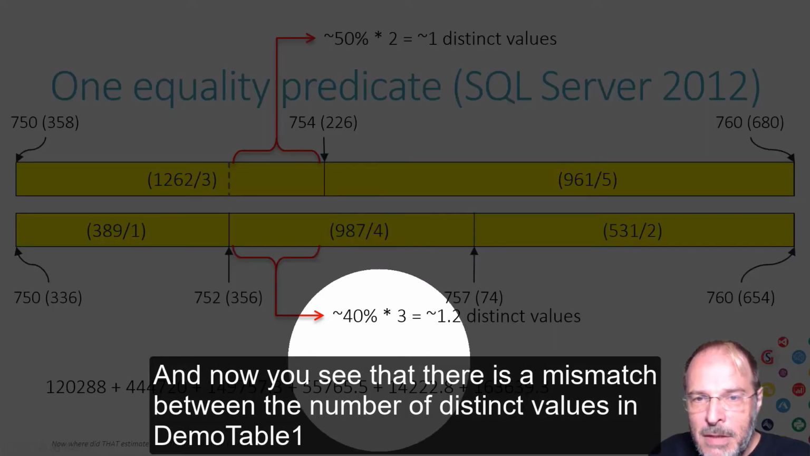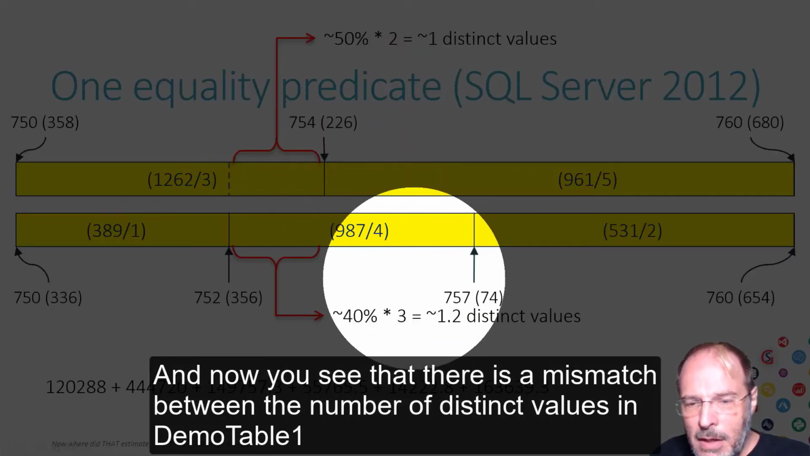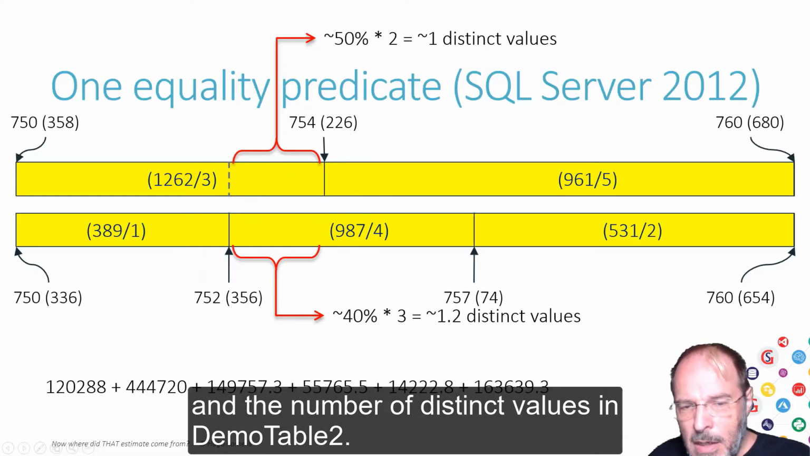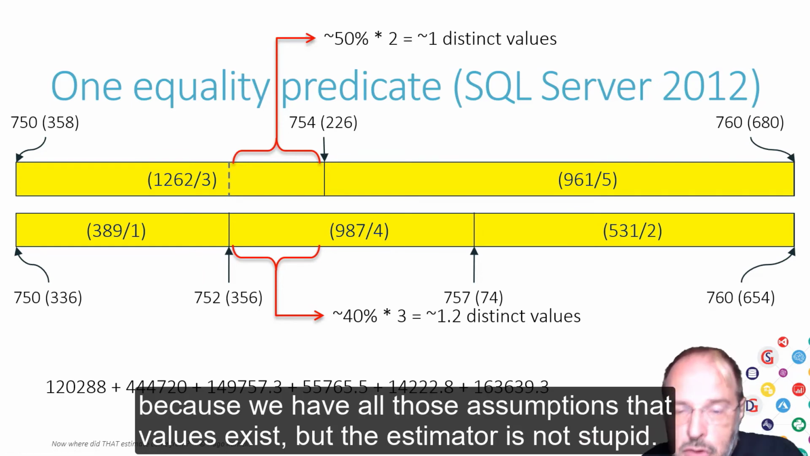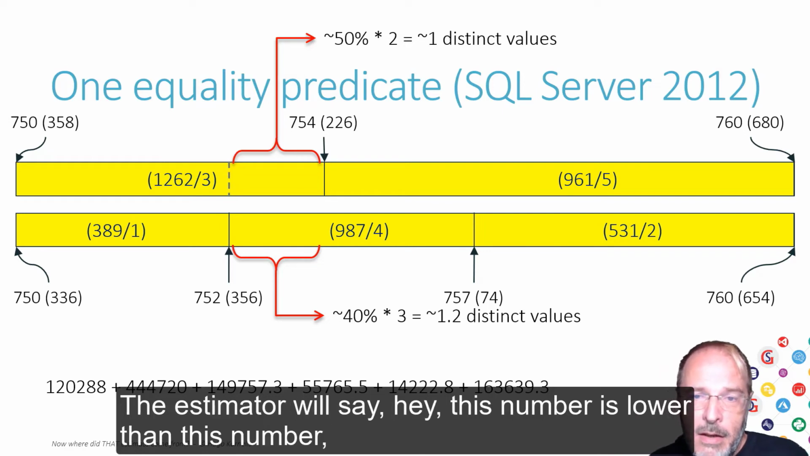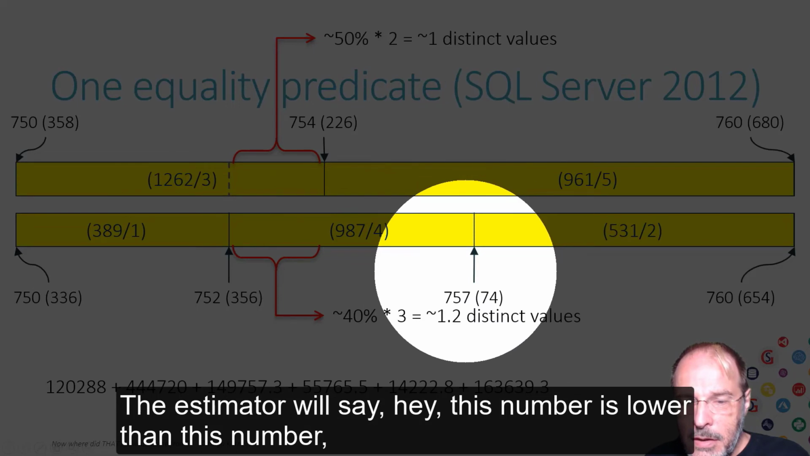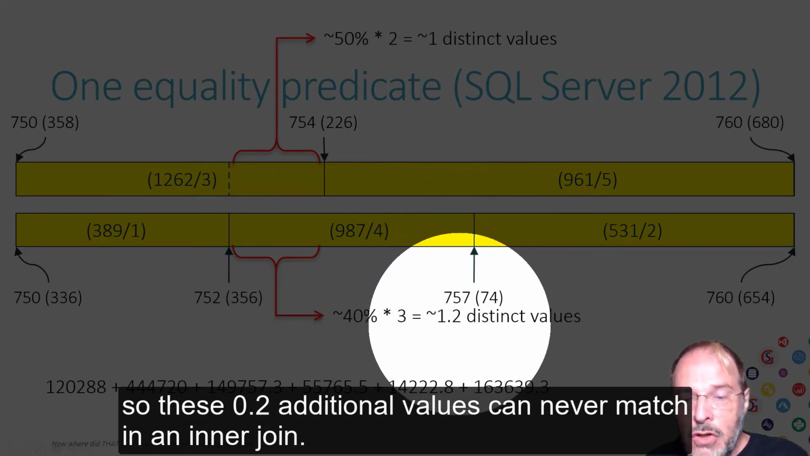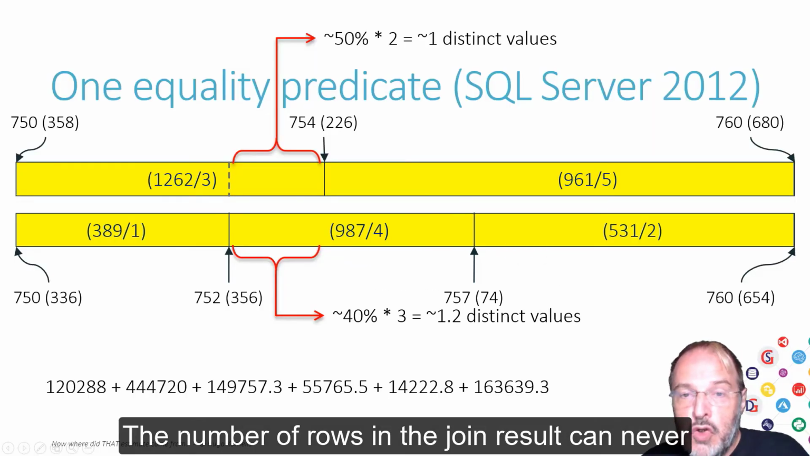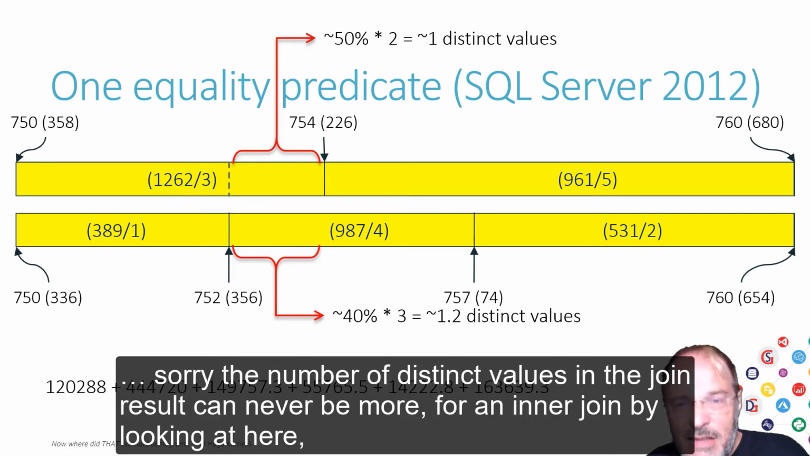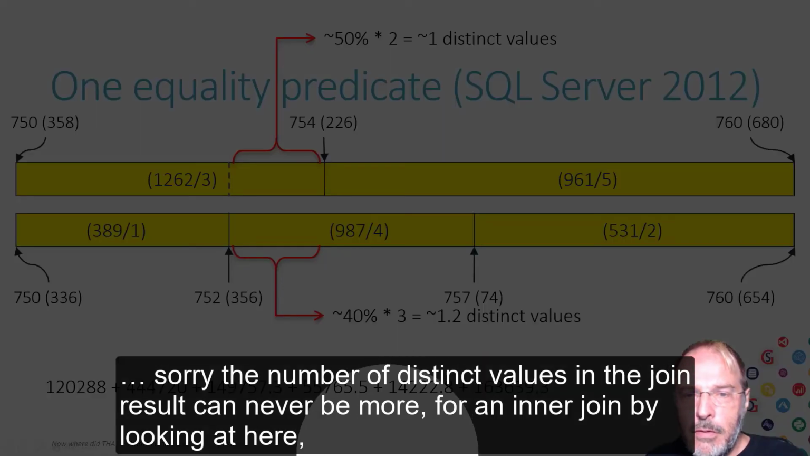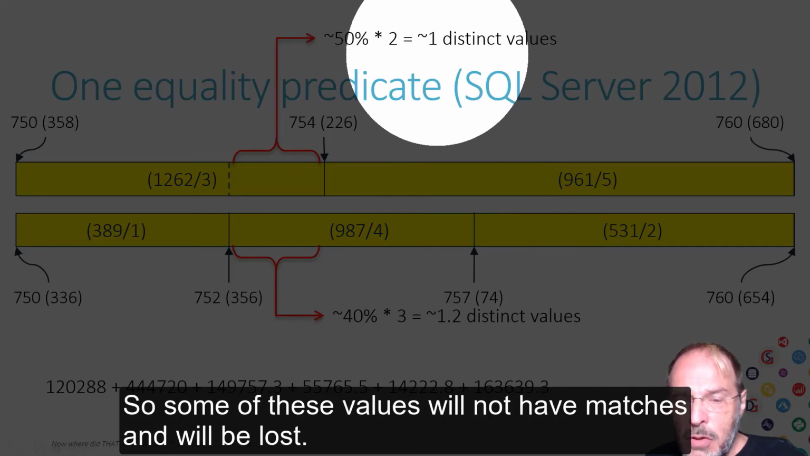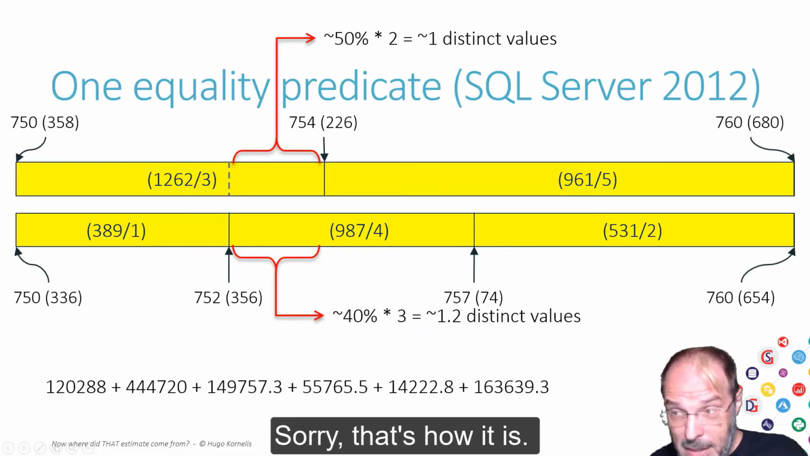And now you see that there is a mismatch between the number of distinct values in demo table 1 and the number of distinct values in demo table 2. And now something interesting happens, because we have all those assumptions that values exist. But the estimator is not stupid. The optimizer will say, hey, this number is lower than this number. So these 0.2 additional values can never match in an inner join. The number of distinct values in the join result can never be more, for an inner join that we're looking at here, than the number of distinct values that we have here. So some of these values will not have matches and will be lost. Sorry, that's how it is.